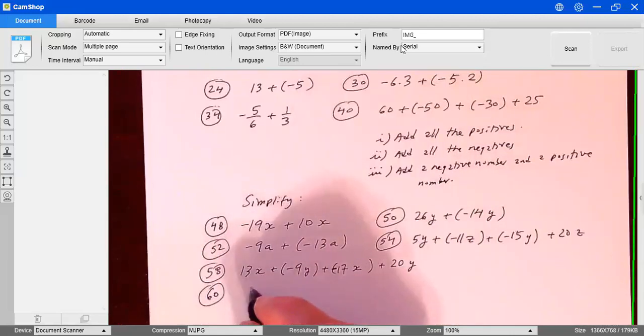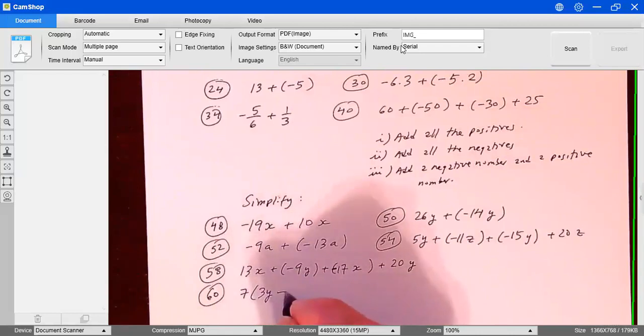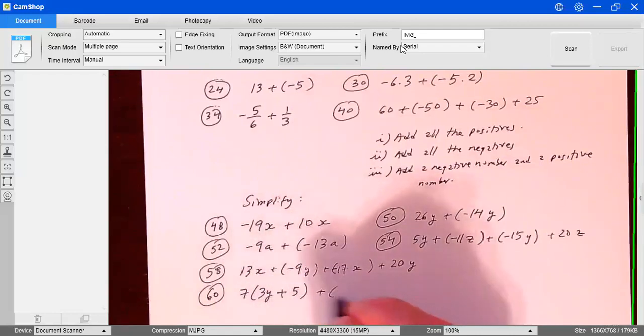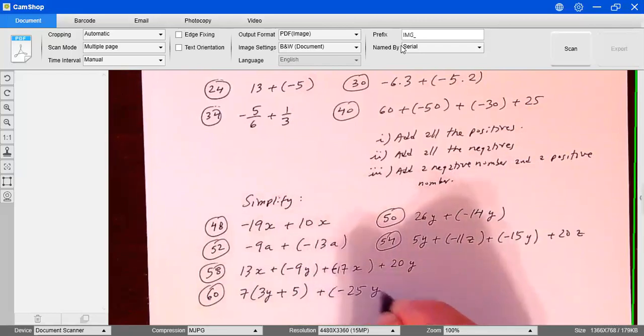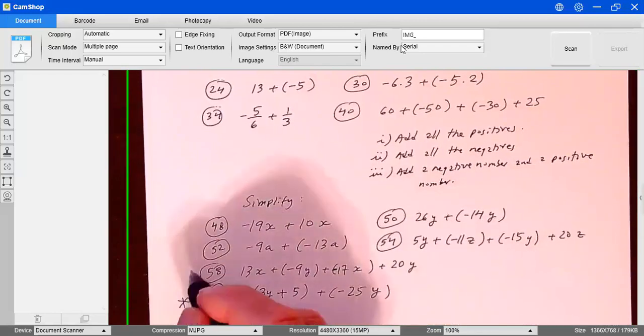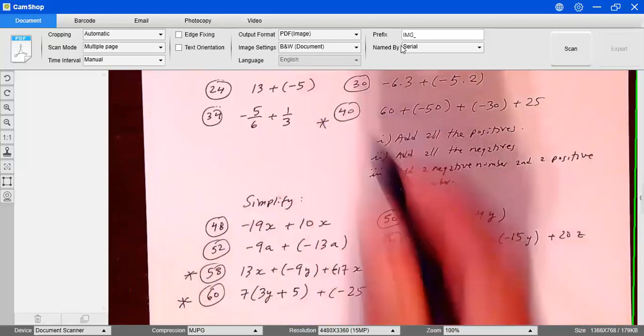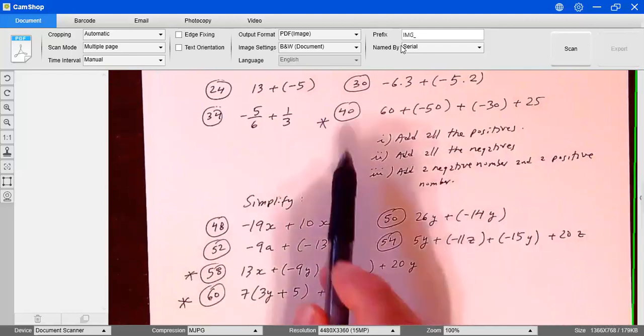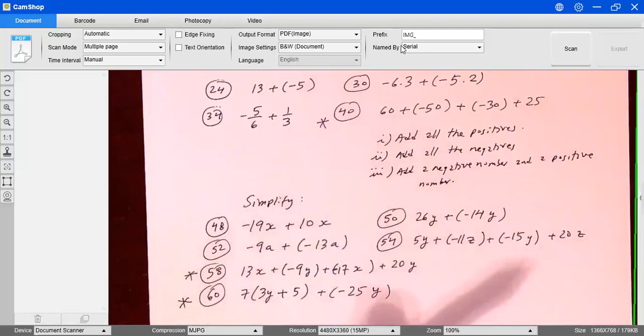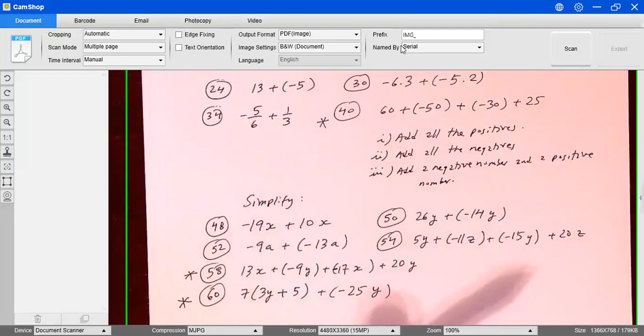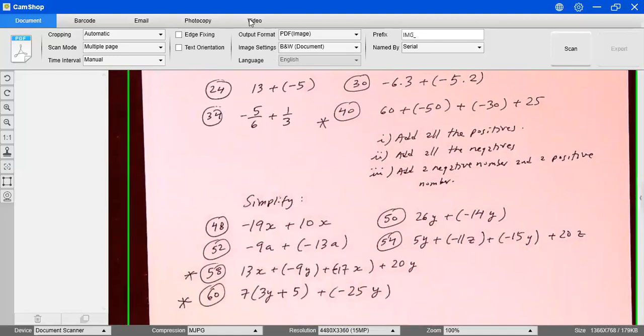60 is 7 times (3y plus 5) plus -25y. So at least solve these two problems from this part and solve problem 40. You need to turn in these 3 problems to me when you submit your classwork, once you finish watching this lecture. So I'm going to give you a couple of minutes to solve these problems, and then we're going to continue with the next section.